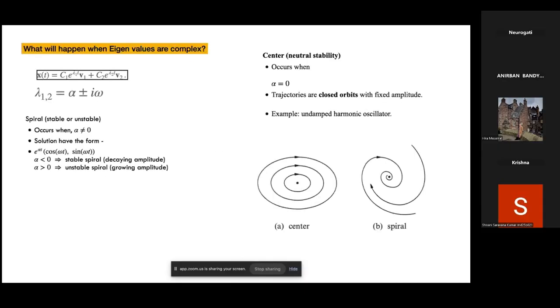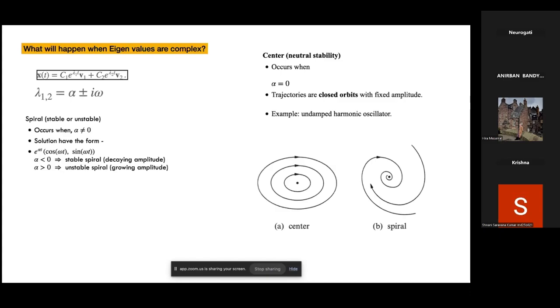So let's look at the other kind of solution system. As you know, we have the general solution x(t) = c1 e to the power lambda 1 t v1 plus c2 e to the power lambda 2 t v2. Let's say lambda 1 and lambda 2 are complex numbers, like alpha plus i omega, where alpha is a real value and omega is the imaginary part. Then you can see the solution looks like a spiral. If alpha is less than 0, it will be decaying, and if alpha is greater than 0, it will be growing in amplitude.